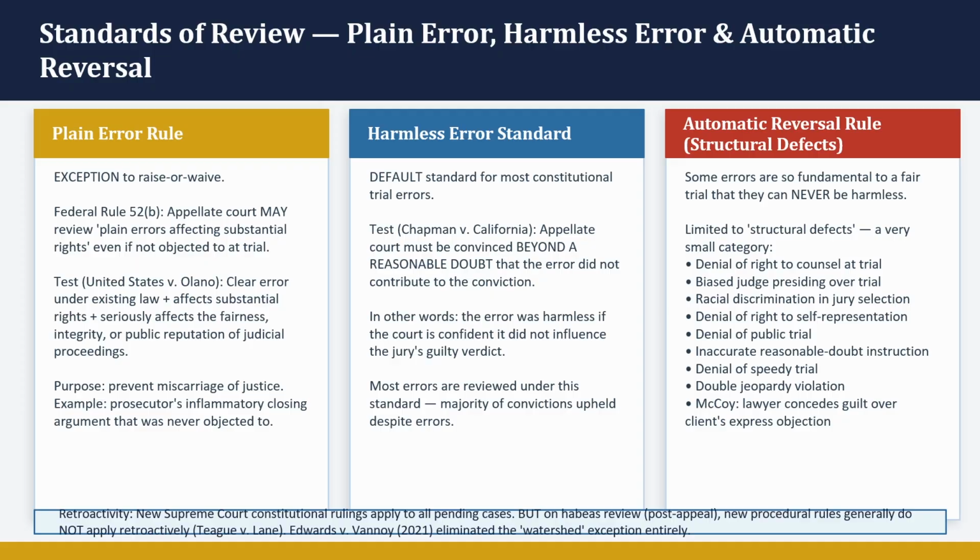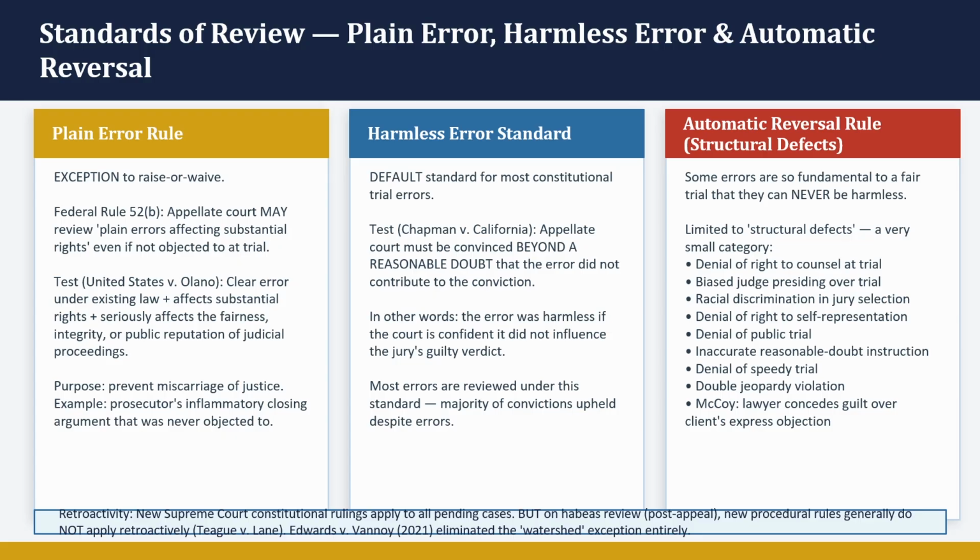Understanding the standards of appellate review is essential for understanding how criminal appeals work in practice. There are 3 distinct standards, each with different consequences. The plain error rule is the gateway for errors that were never objected to at trial. Normally, failure to object means the issue is waived, but Federal Rule 52(b) and its state equivalents provide a safety valve for errors that are plain, obvious under existing law, and that affect substantial rights and seriously undermine the integrity of judicial proceedings. The standard is demanding, and courts apply it sparingly, but it exists to prevent genuine miscarriages of justice.